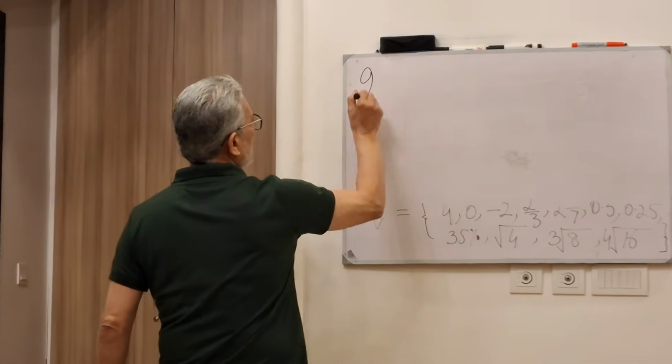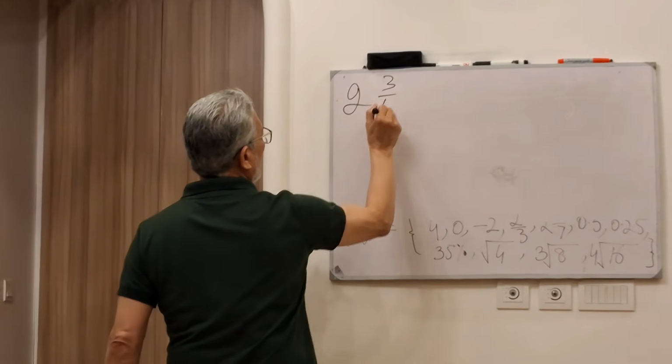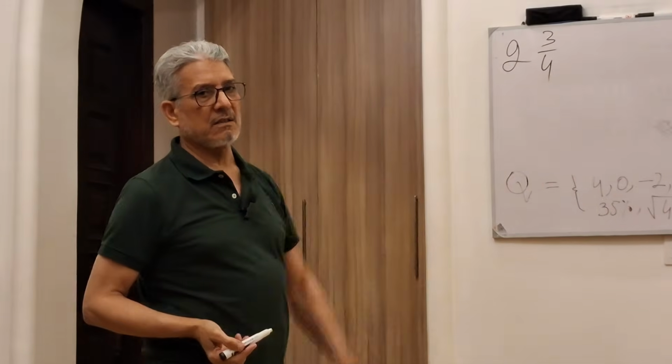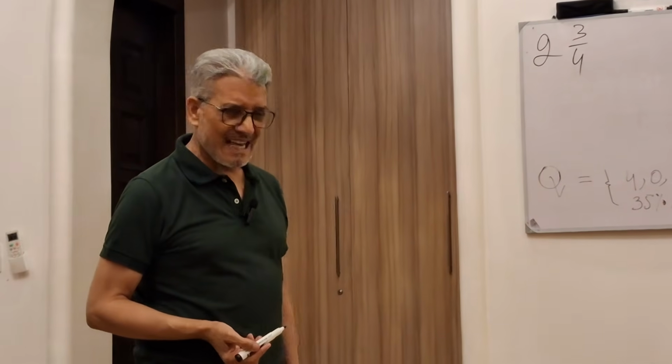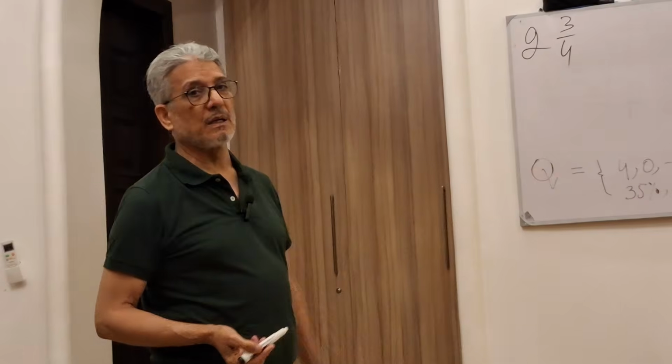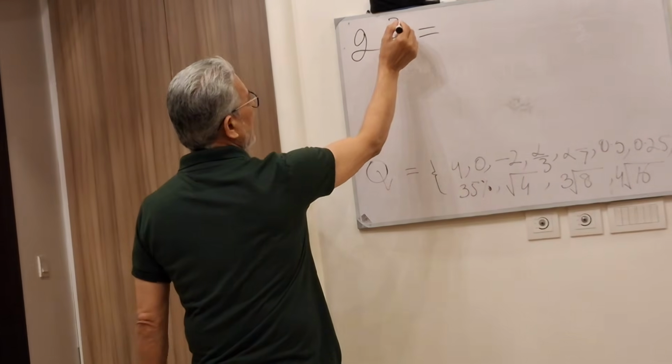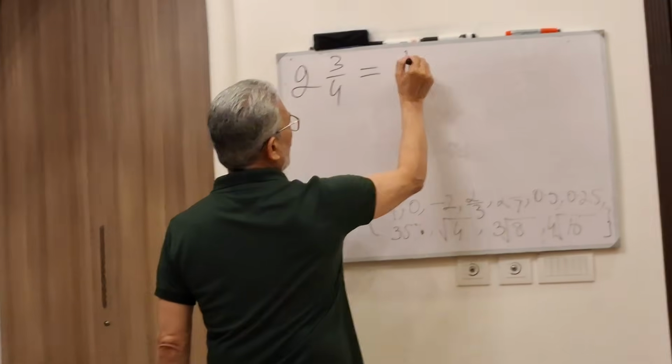Now, what else? If I write 2 whole 3 over 4, is it a rational number? It's a mixed fraction. Is it a rational number? Yes, it is a rational number, because you can write it 4 twos are 8 plus 3, 11 over 4.